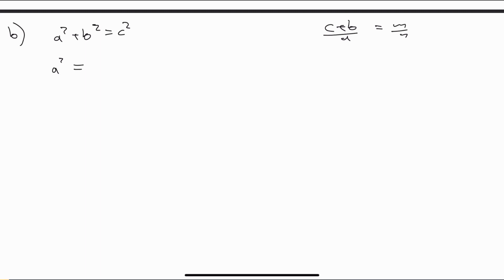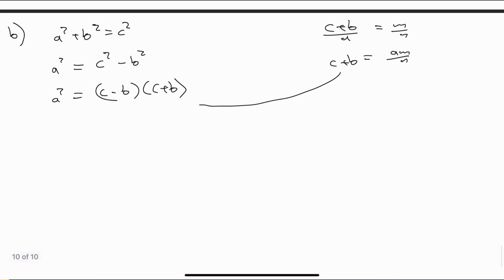Well, notice that we can bring b squared to the other side, and this is quite nice because it is a difference of two squares. Now there is a c plus b here and a c plus b in the numerator here. We want to link these because cancelling them out might be nice. So let's multiply by a on this equation and we get am all over n. Now we can sub this into here, so a squared becomes c minus b times am all over n.